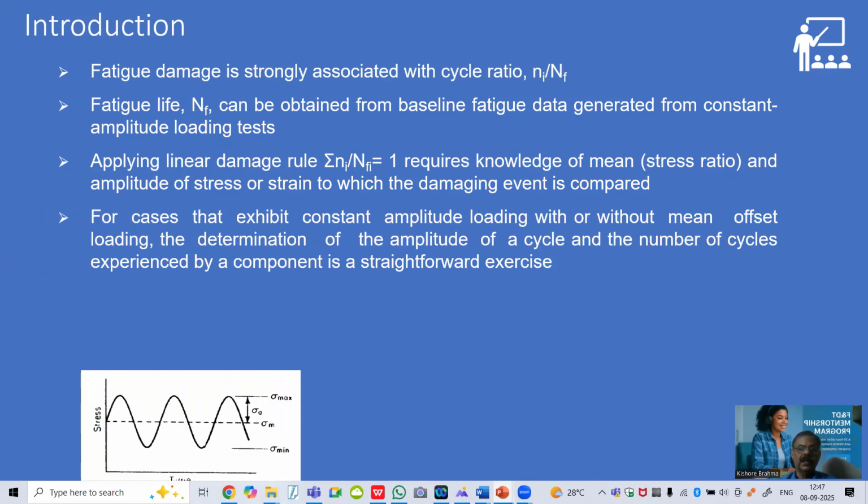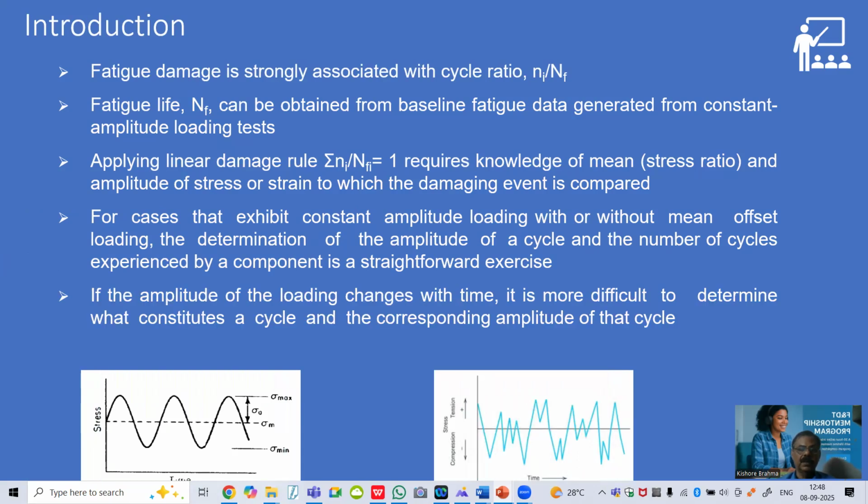So for cases that exhibit constant amplitude loading with or without mean offset loading, the determination of the amplitude of a cycle and the number of cycles experienced by a component is a straightforward exercise. But in the case of variable amplitude loading, it is more difficult to determine what constitutes a cycle and the corresponding amplitude of that cycle. So the cycle counting technique is the method to determine the number of cycles in a spectrum.